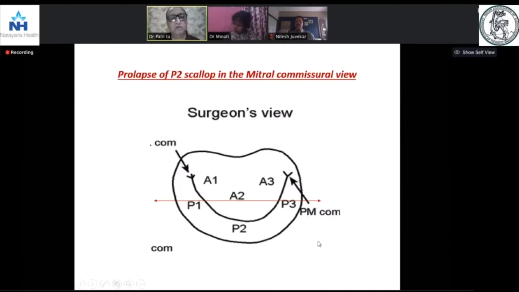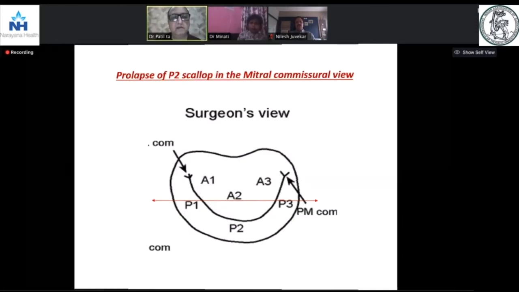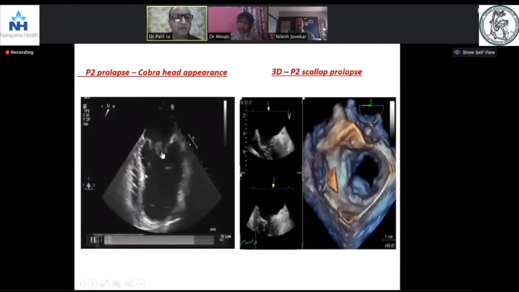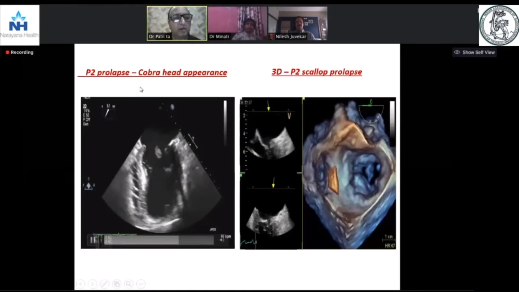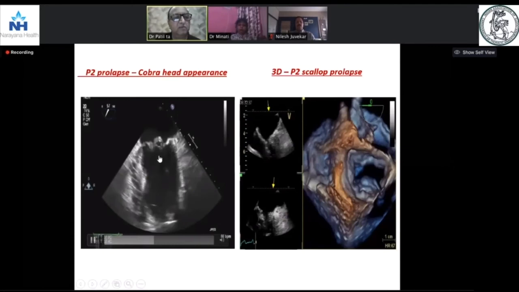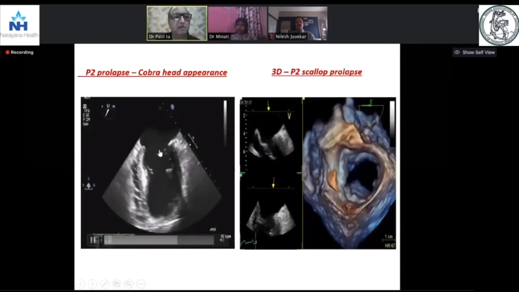Now, another important thing in a mitral commissural view, suppose this is one of the views I'm trying to show: if the P2 scallop prolapses in a mitral commissural view, it normally pops up behind the A2 segment of the mitral valve. That means it appears as a cobra head behind the mitral valve. I'll show you the image of that. If you can see here, it is prolapsing behind the A2 segment. So if you see a cobra head appearance of the mitral leaflets in the mitral commissural view, it is usually the P2 prolapse. It is definitive and very confirmatory.